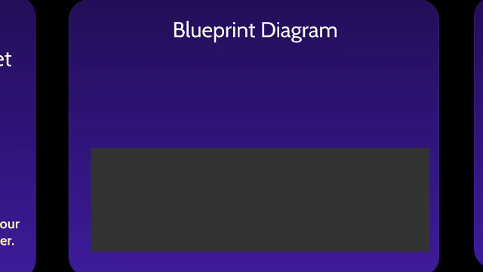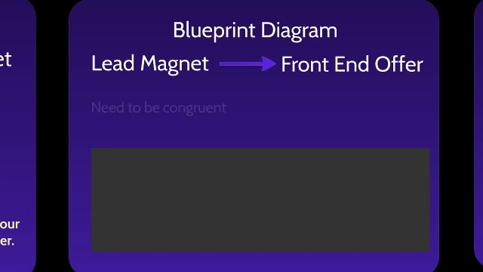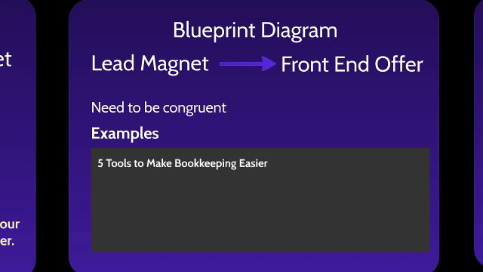So let's take a look at the blueprint diagram. First of all, I want to talk about what you should avoid doing. Typically somebody gets a lead magnet, and they're sent to the front end offer. It needs to be congruent. If it's not congruent, then this is what happens. Typically what we see a lot of is this.